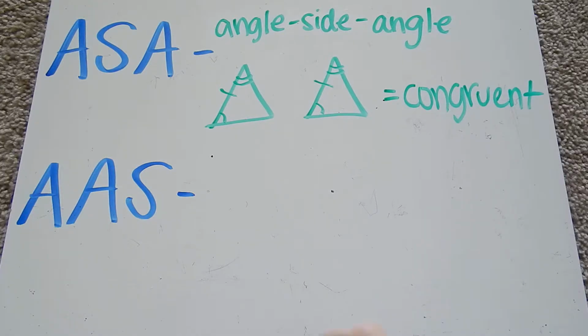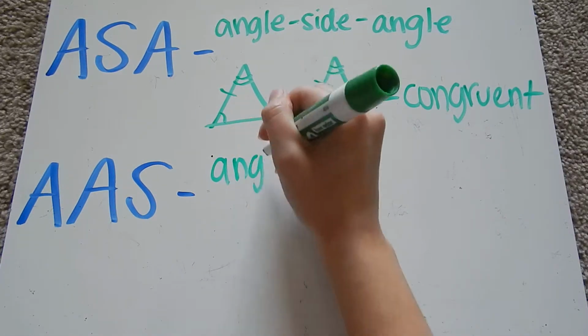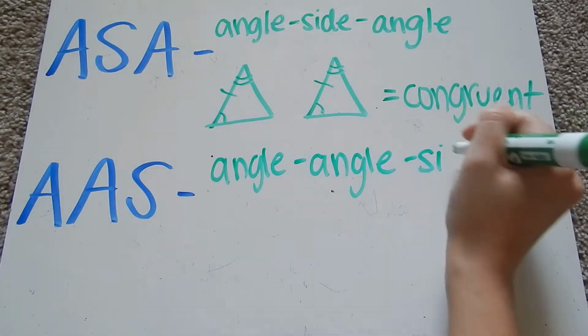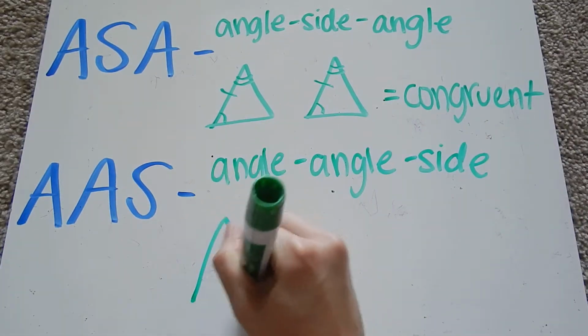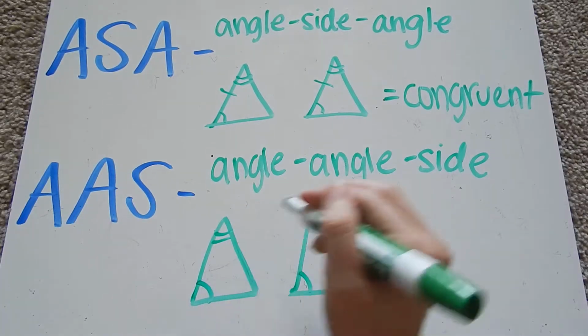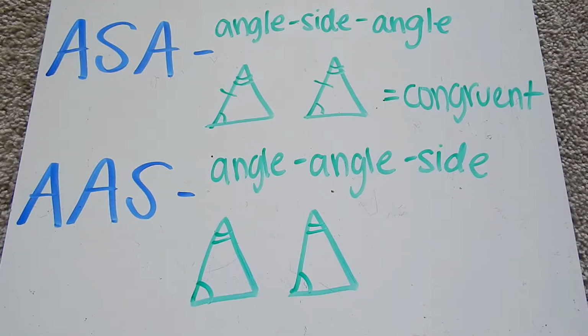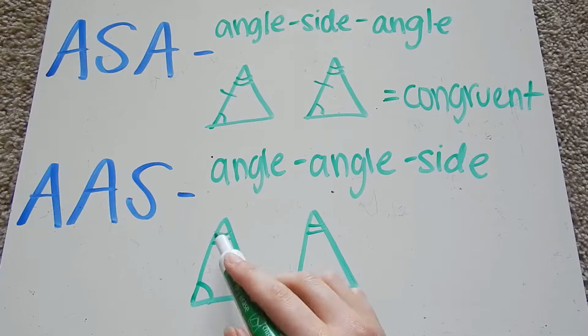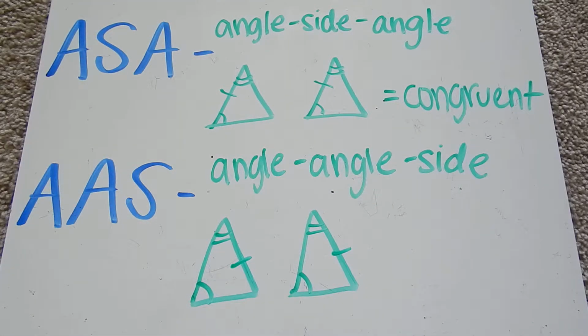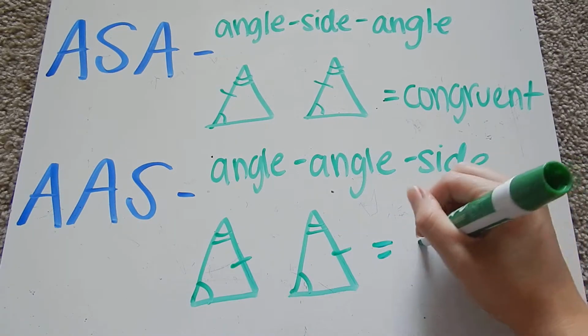Okay, so AAS would mean angle, angle, side. So if we have our two triangles, we're going to have two angles that are congruent and a side, but the side is now excluded from between them. So it's not in between the two angles, it's going to be one of the sides not included. So angle, angle, side, angle, angle, side. That would make these congruent.